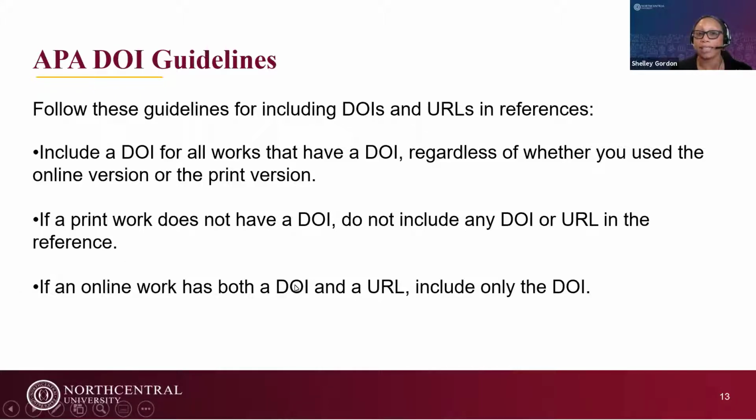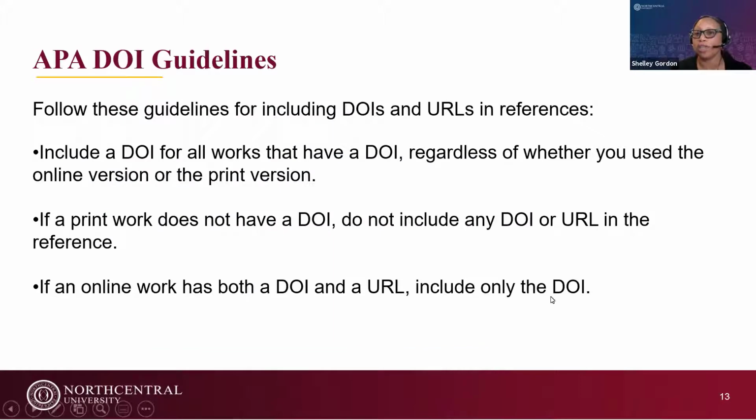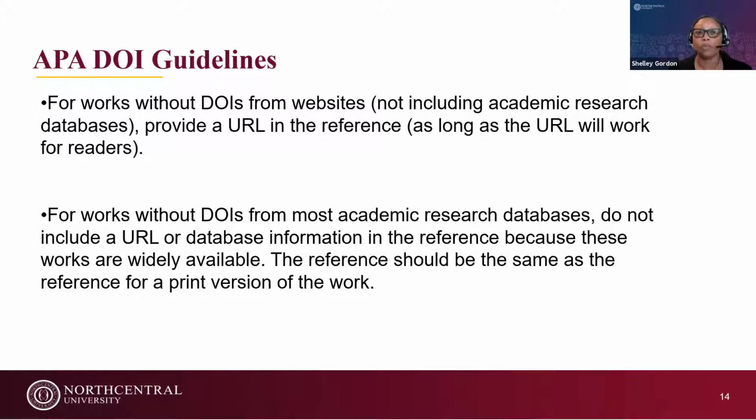If an online work has DOI and a URL, I believe this one has both. Notice that this has a URL and a DOI. You want to go with the DOI instead of the URL. So works without DOIs from websites, you want to include the URL. If you've gotten your source from an academic database, let's just say from ProQuest, and it doesn't have a DOI, then your reference ends after the page numbers, okay? So here we have that rule for works without DOIs for academic databases. You don't include the URL or the database name, okay?